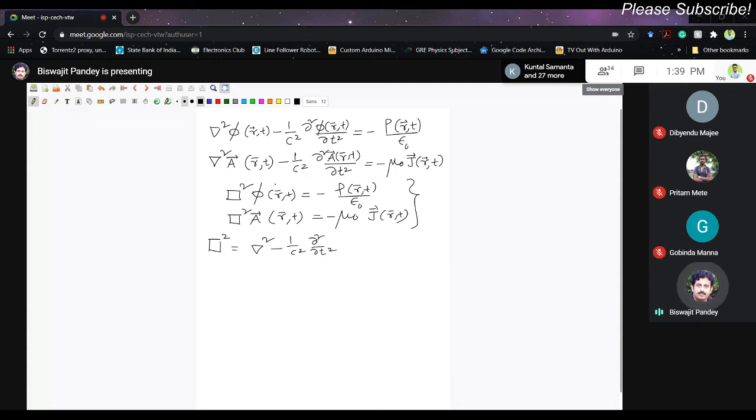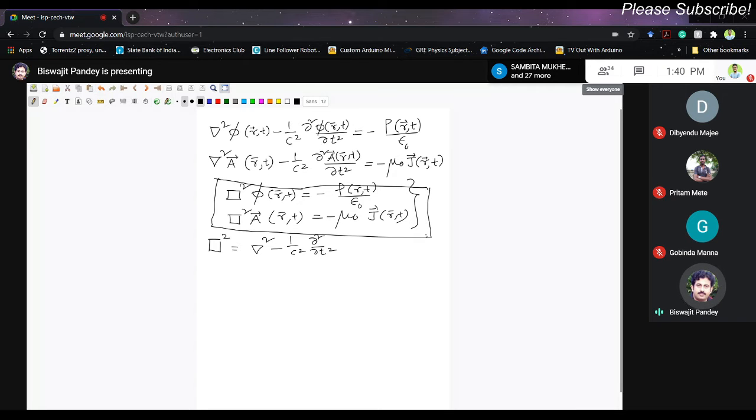So how do we solve these two equations? This is our next goal. Solving this inhomogeneous wave equation is our next goal, and today I will discuss the Green's function method, which can be employed to solve these two equations.